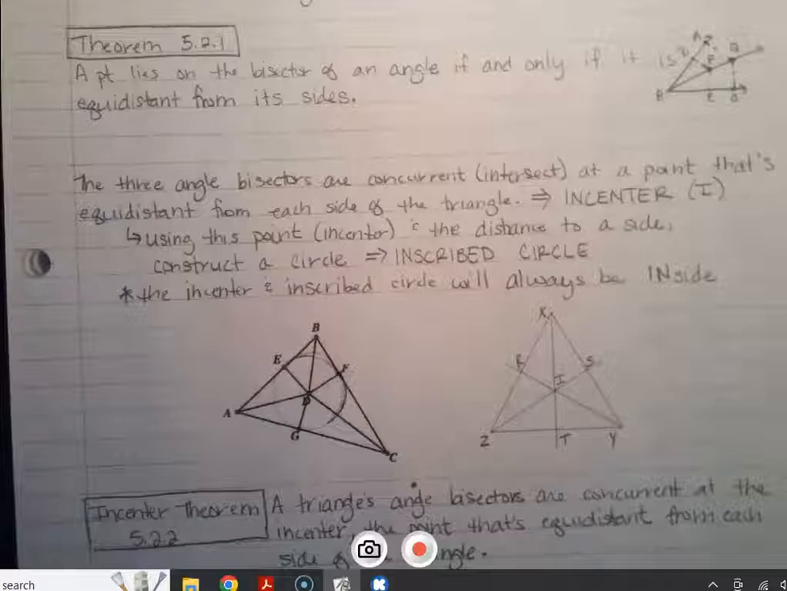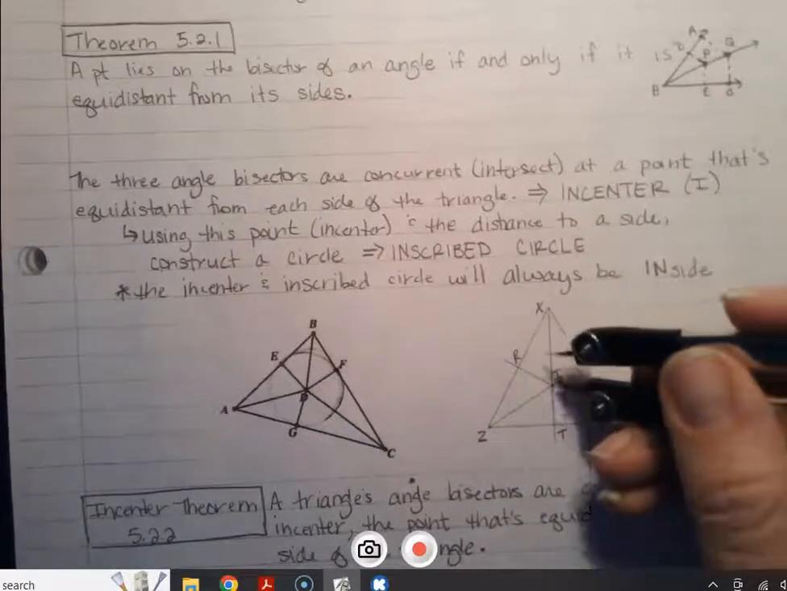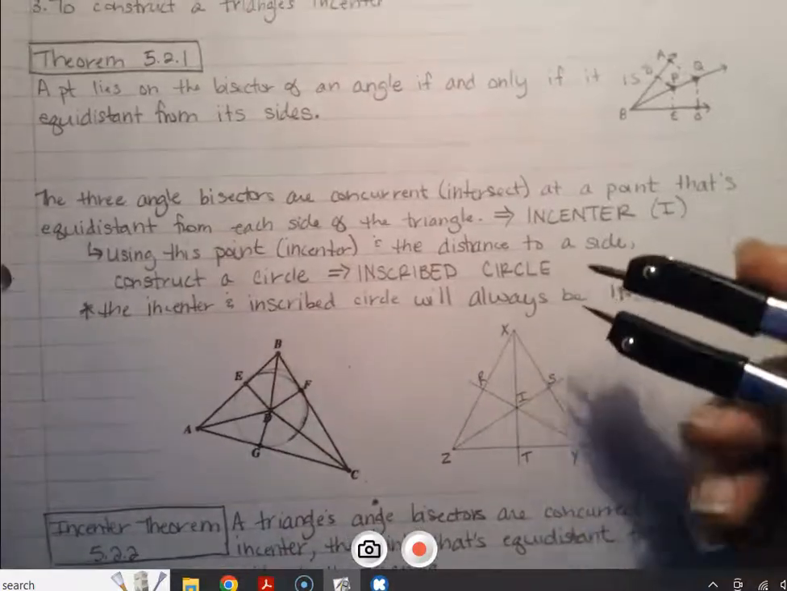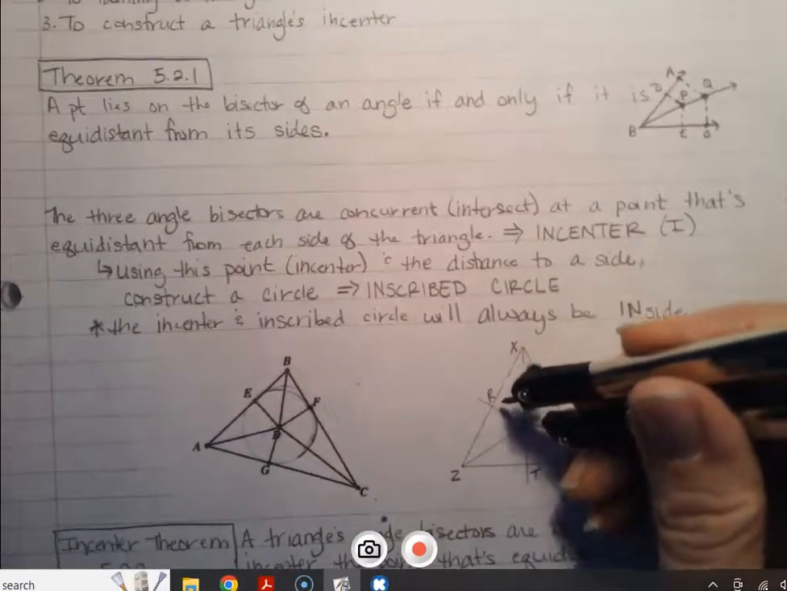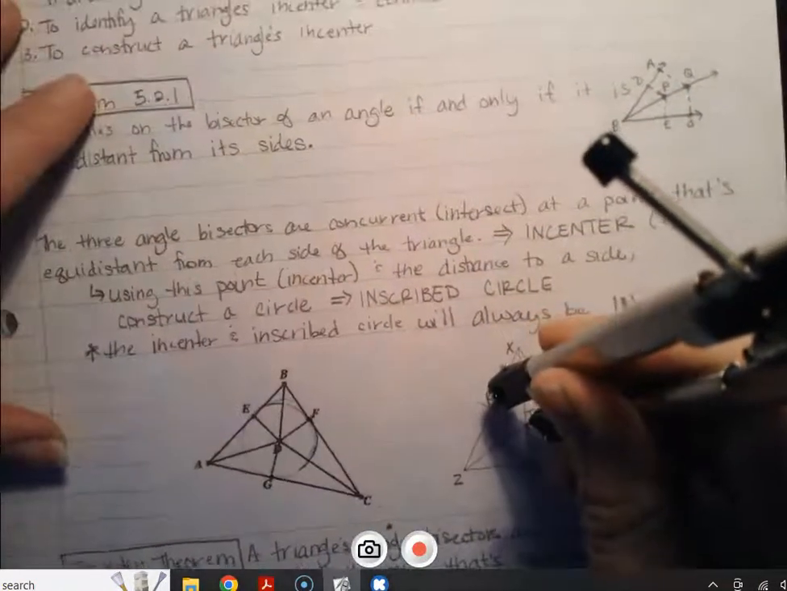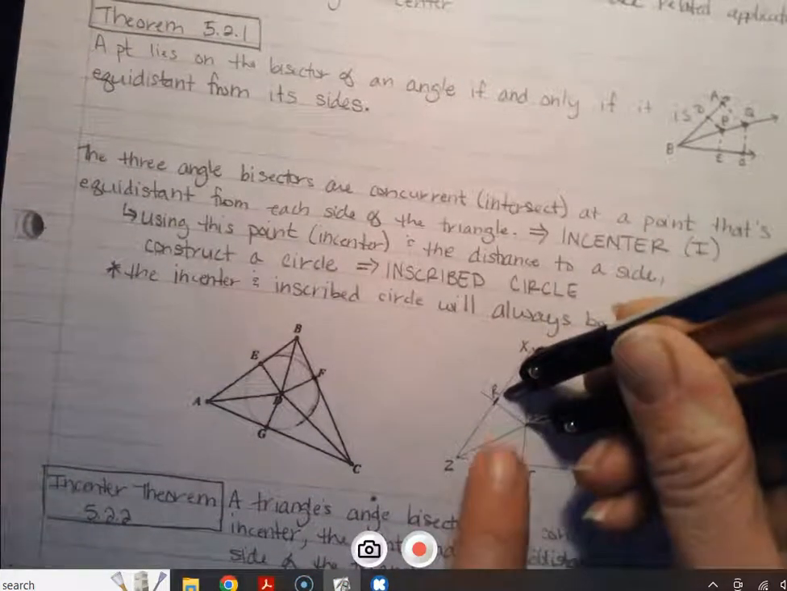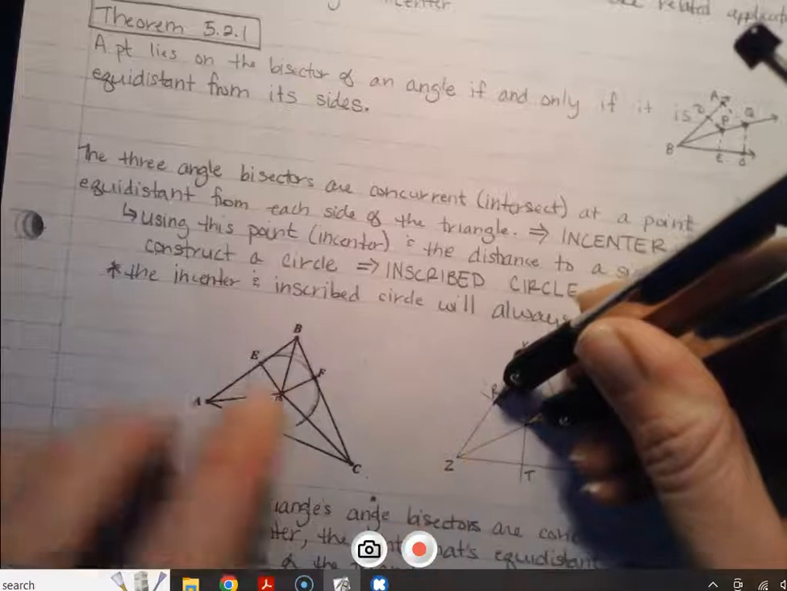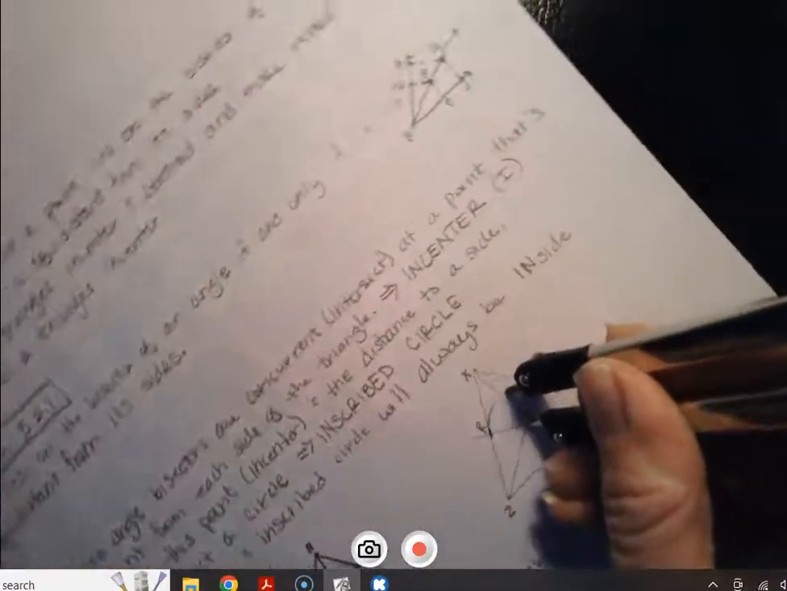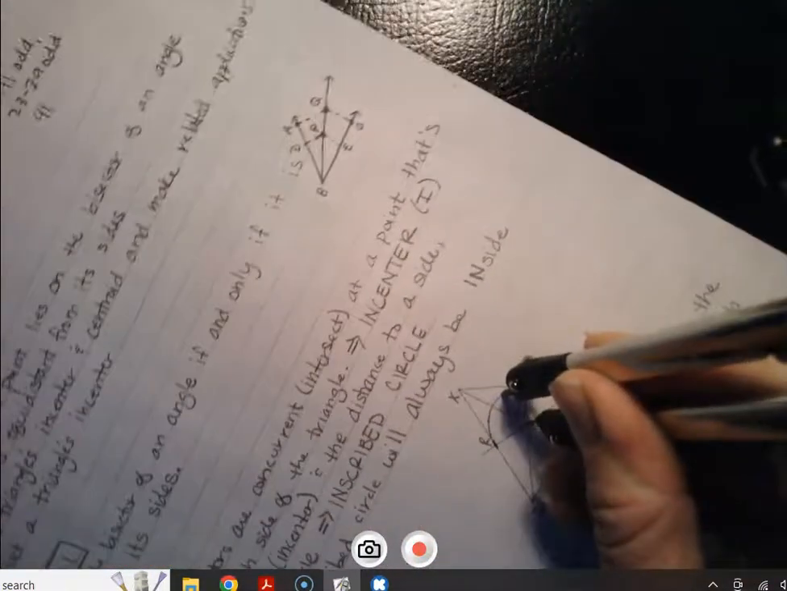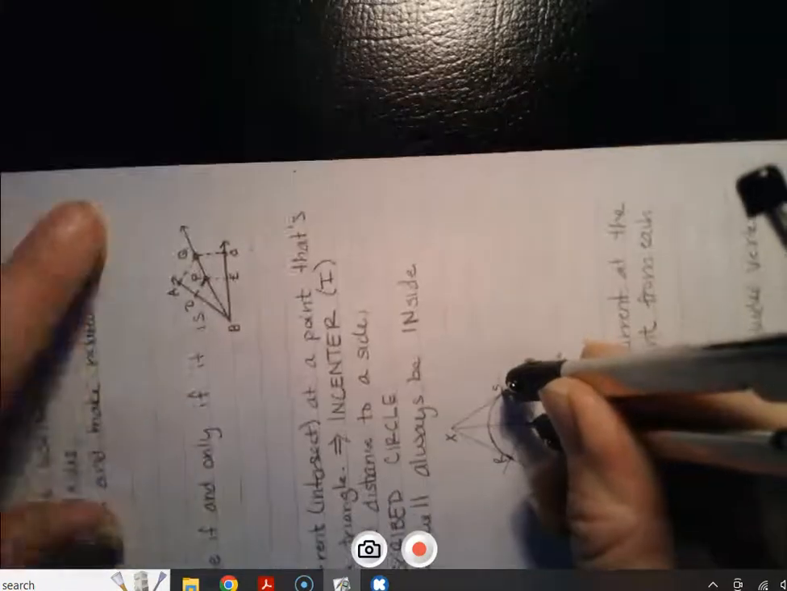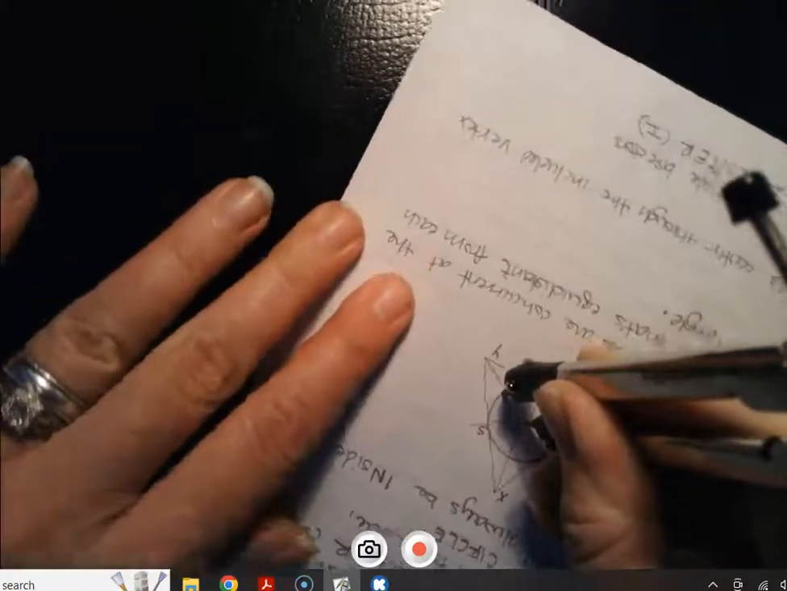Did you guys get your first one? Sure? It's so small. I tried to make them a little bigger. All right, then try the next one, triangle XYZ. Okay, so measure the radius to set your compass by. Measure the radius and then make your inscribed circle.